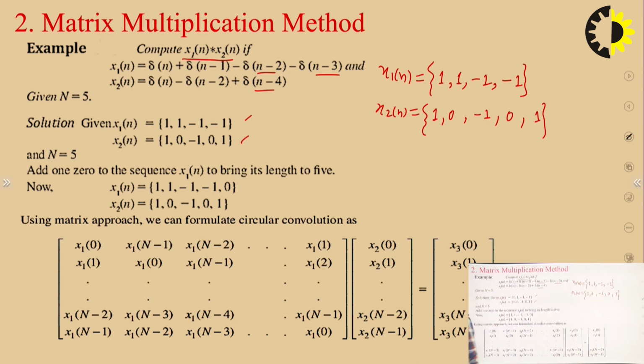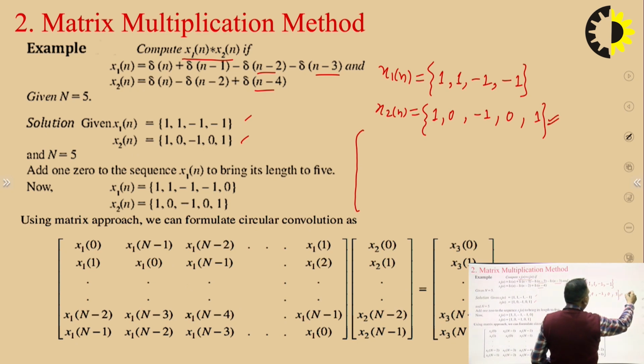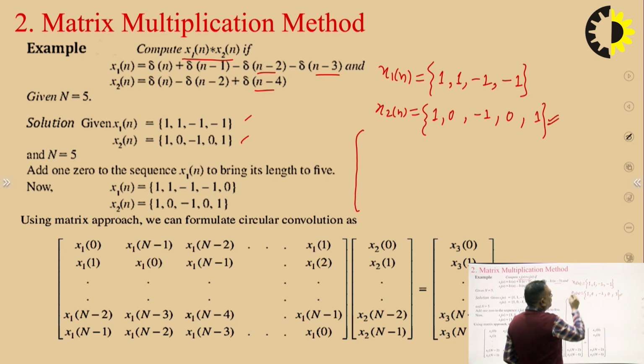Now how will we calculate the circular convolution using the matrix multiplication method? What we basically have to do is simply make a matrix. First of all, we can see here the number of elements: the length of x2(n) is 5 and the length of x1(n) is 4.